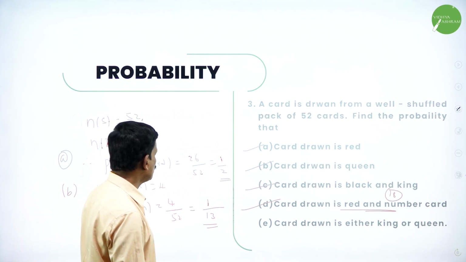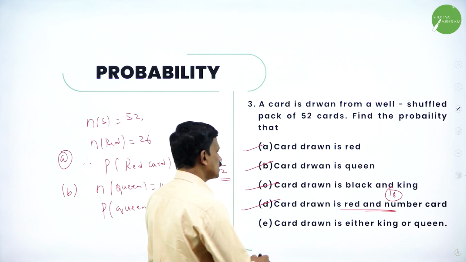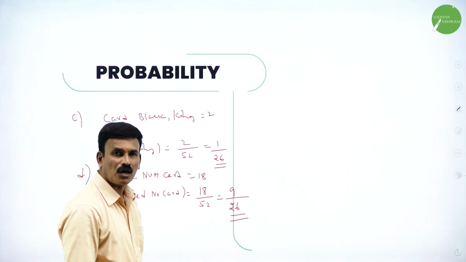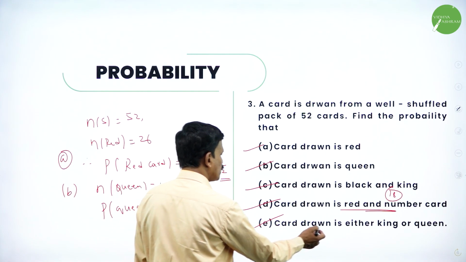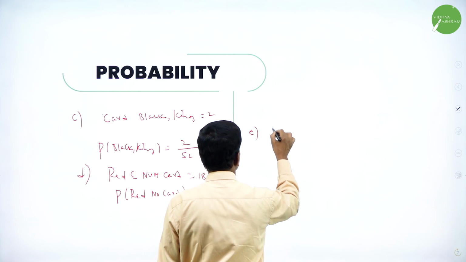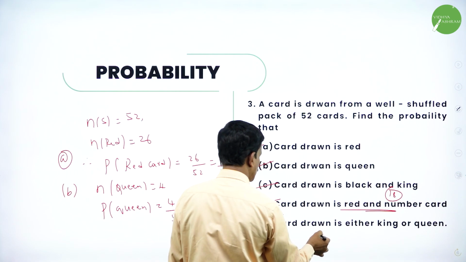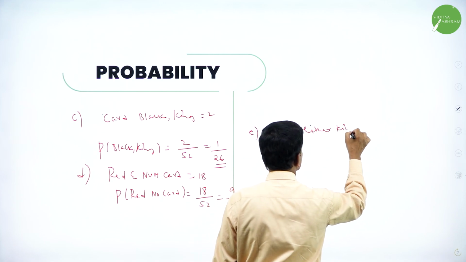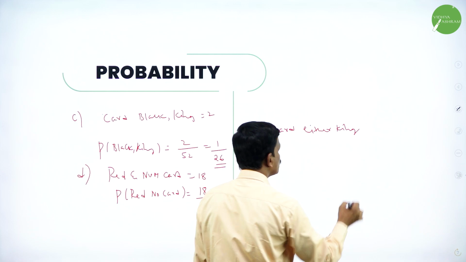Now move on to the next one. The card drawn is either a king or a queen. Now what is the condition? The card drawn is either a king or a queen. That is event E: the card drawn is either a king or a queen.